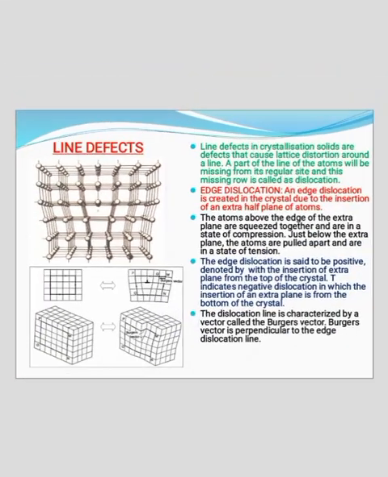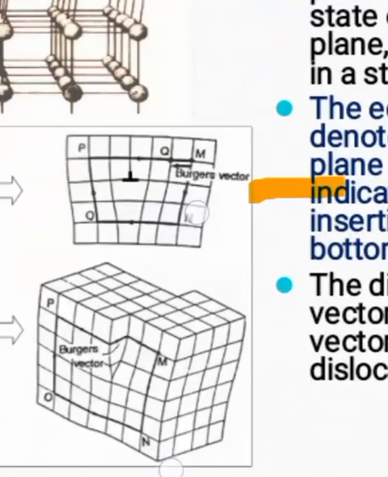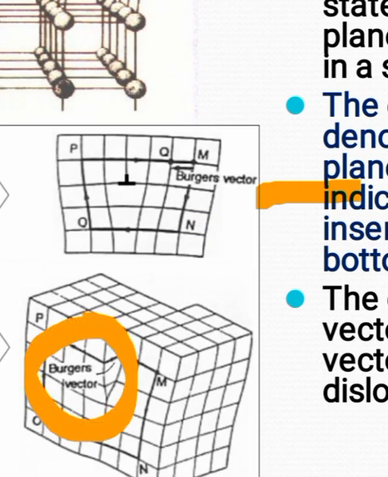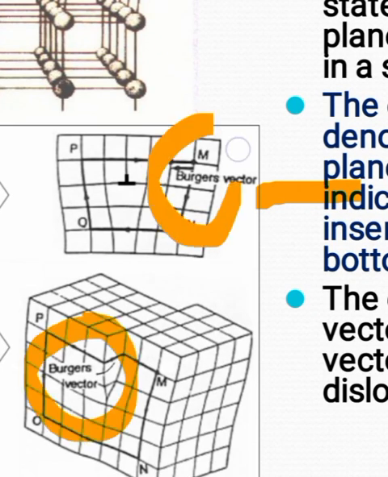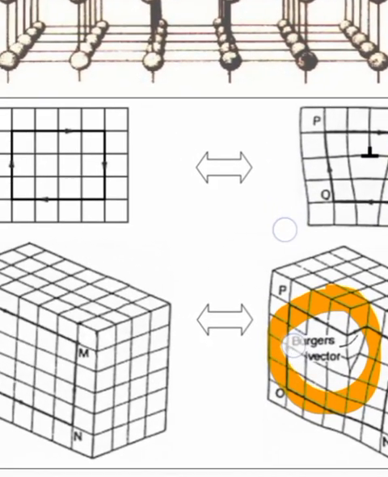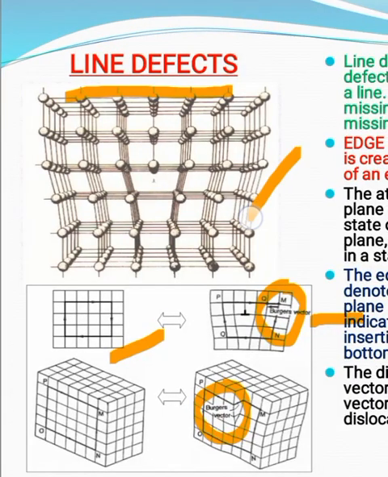Next, line defects. First you see the figure. So regular lines are disturbed. Regular lines are disturbed. So line defects, as you see. So Burgers vectors. So this is the case. You see the arrangements.